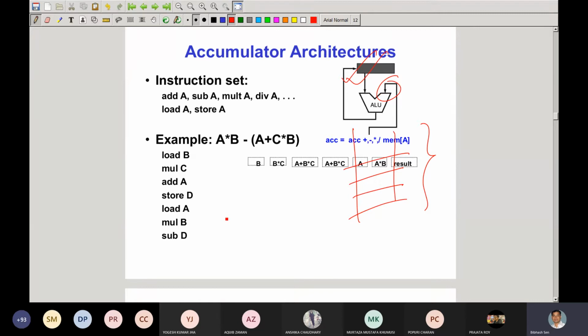But again, there is a load store concept, because one data is coming from the accumulator, one from the memory. It may be directly accessed, but you have to load the data in the accumulator first for doing any calculation.